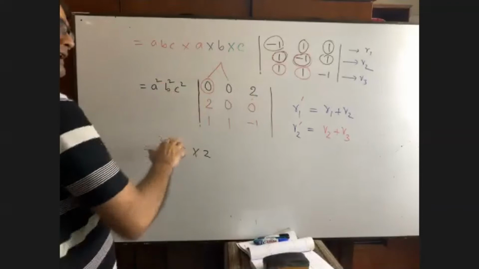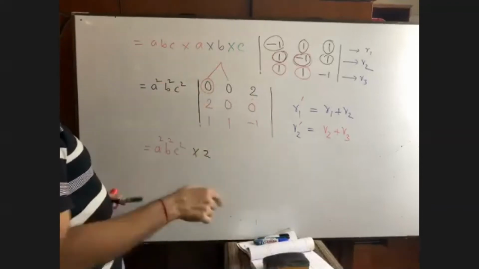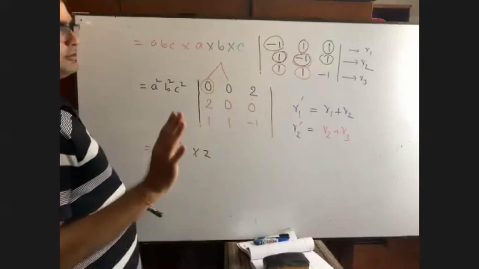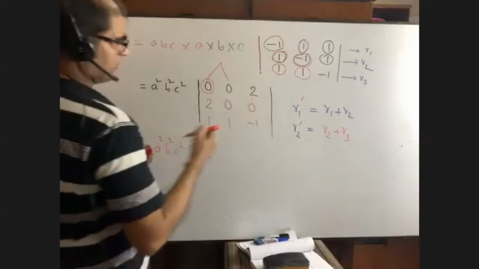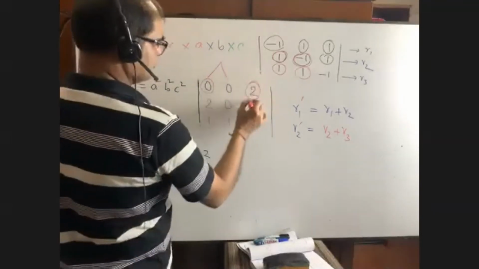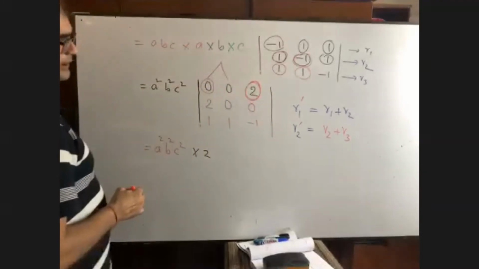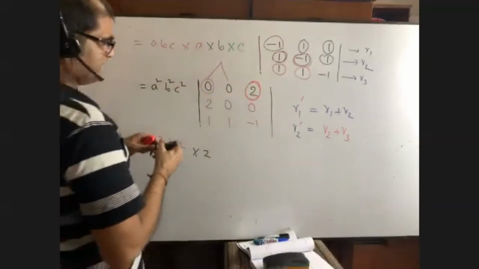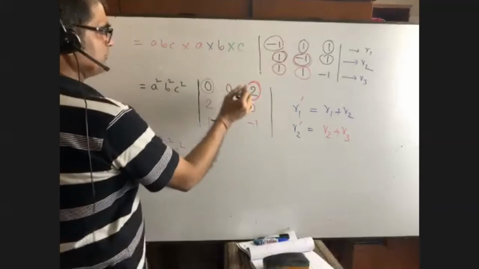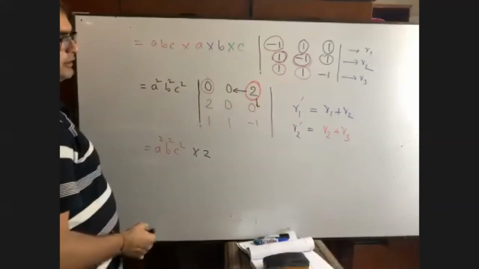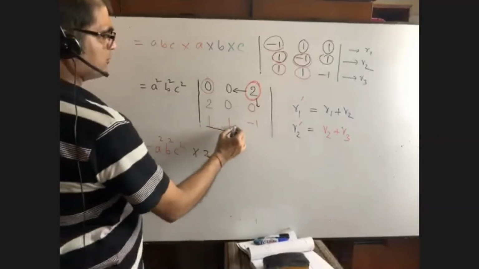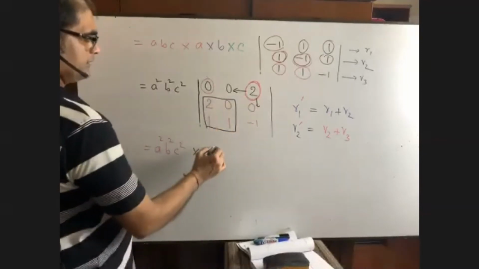This 0 I have taken, but this 2 is still left to calculate. So I am going to take this 2 now. Taking this 2 means this and this won't be considered. So we will be left with this part, right?